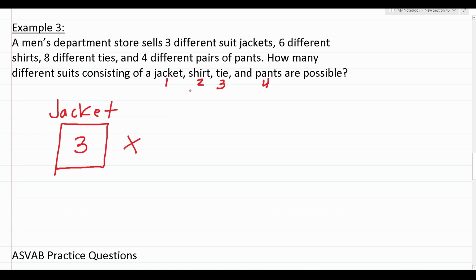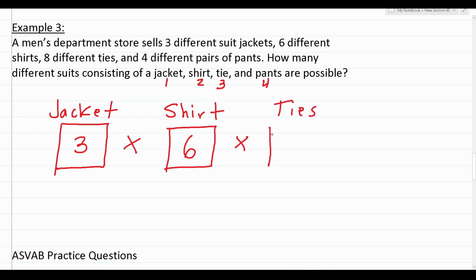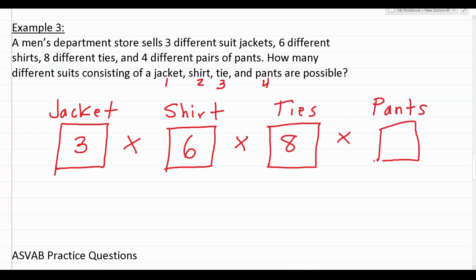We know our next event is the type of shirt that we can wear. So that's going to be shirt. And let's read through the problem again to figure out how many different shirts we had to choose from. There were 6 different shirts, so we're going to put 6 in this box here. As far as ties go, how many options did we have? According to the problem, we had 8 options. And then finally, as far as pants went, we had, where's it at? 4 options.